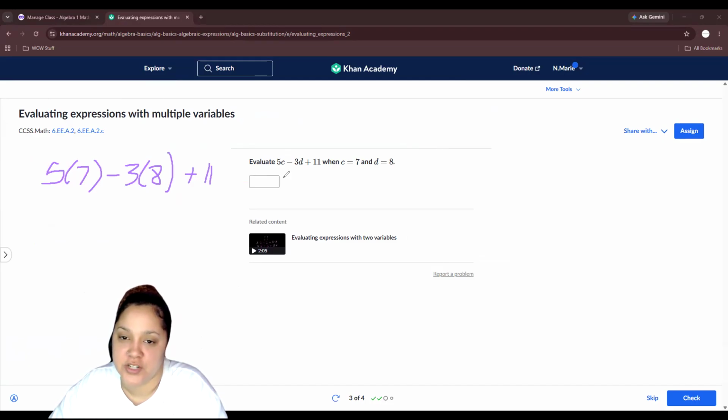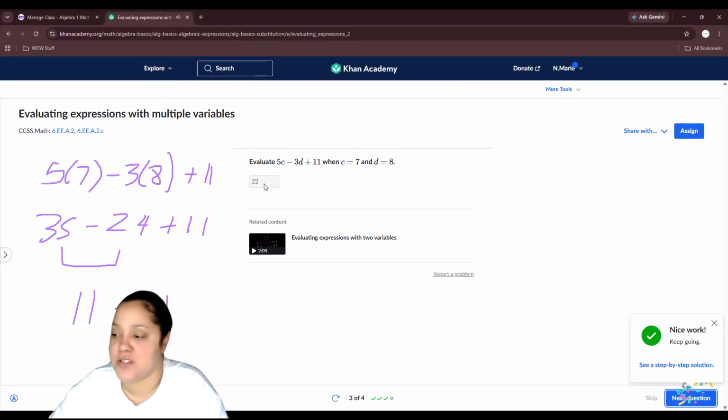All right, so multiplication comes first before addition, subtraction. 5 times 7 is 35. 3 times 8 is 24. And then you want to move your way left to right. If subtraction is first, then we're going to do subtraction first, and then the addition, and we get our answer of 22.